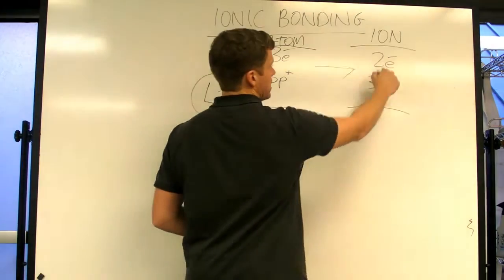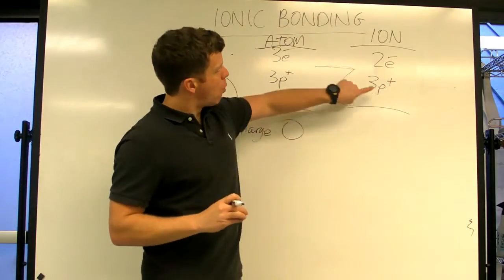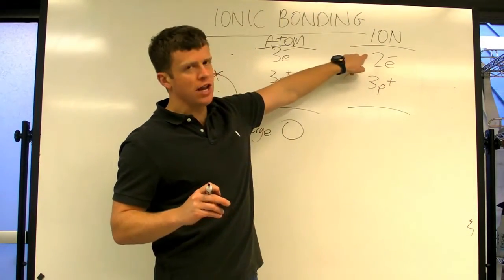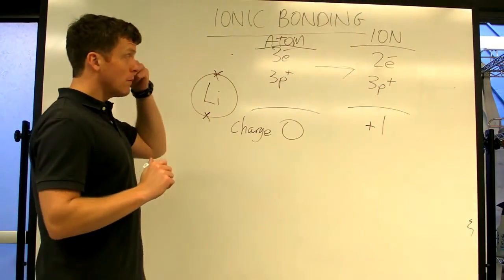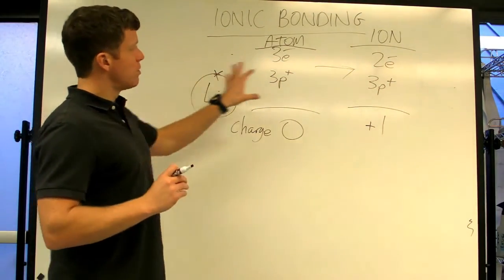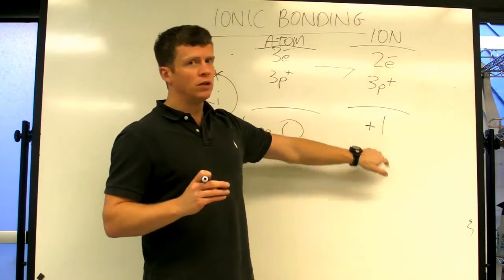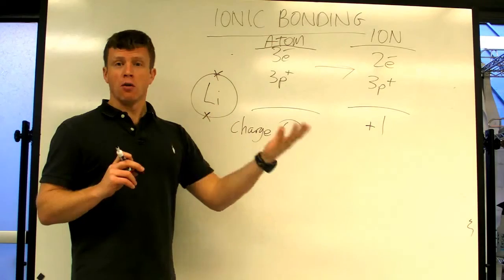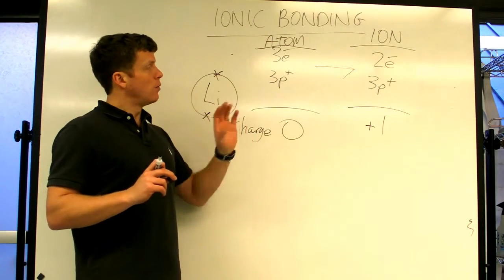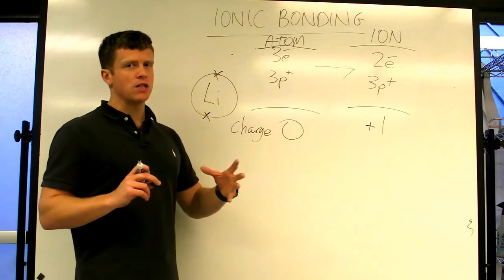But for an ion, in this case, if you see how it's got one more positive charge than it does negative charge, it's going to have a charge of +1. So if lithium lost 2 electrons, it would be +2. And also, if an element gains electrons, which non-metals can do, which I'll talk about in a second, they would have a negative charge.